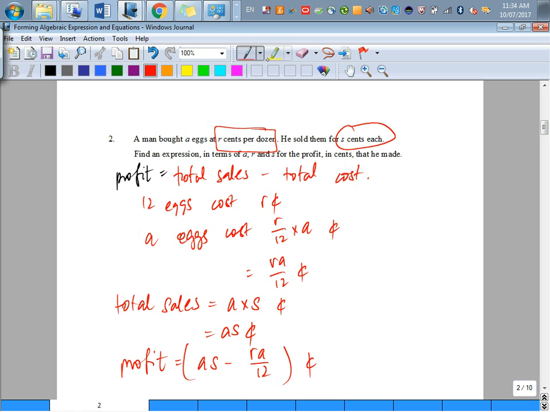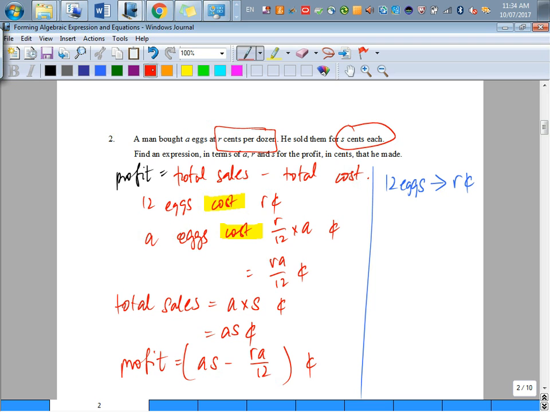Notice what I wrote over here. I wrote down the word cost because without looking at your paper, I am assuming and I'm guessing that some of you did this. 12 eggs, then you draw an arrow, R cents. How many did this? Yeah, okay, so change it, okay?